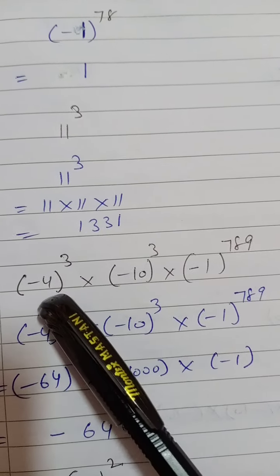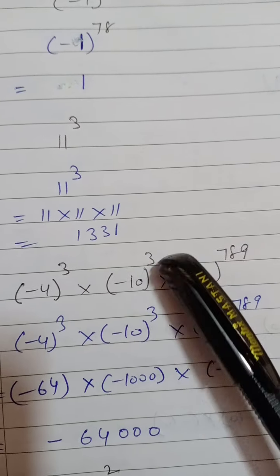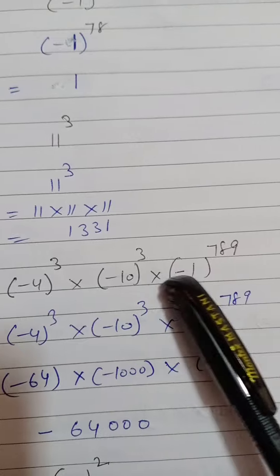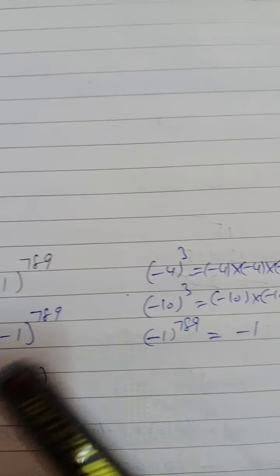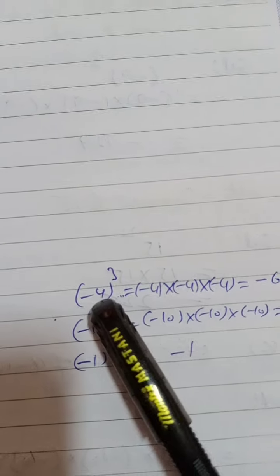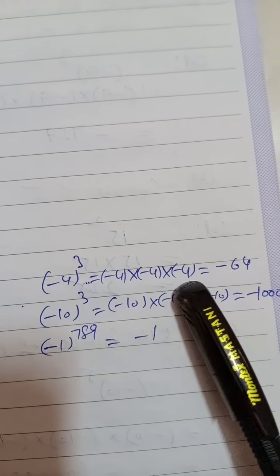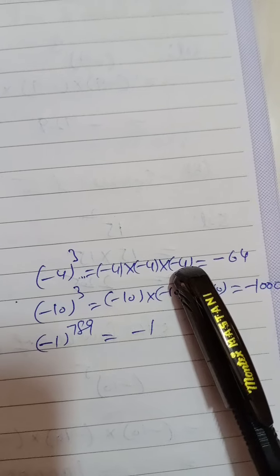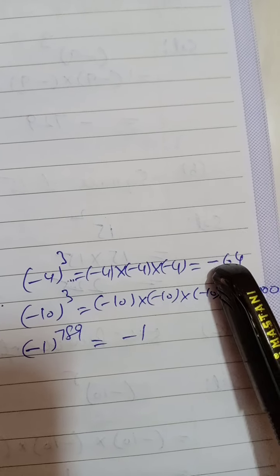Now see E part, minus 4 raised to the power 3, minus 10 raised to the power 3, minus 1 raised to the power 789. I have solved them here separately. You can solve it here also. Minus 4 raised to the power 3 means multiply 4 three times, 64, and there are 3 minus signs, odd times, so minus will be there.